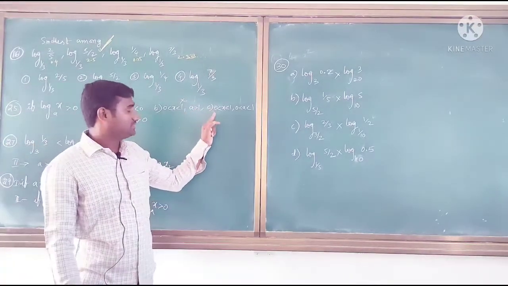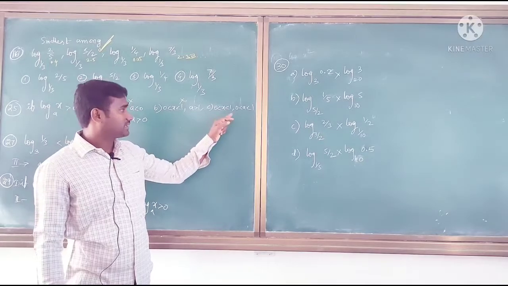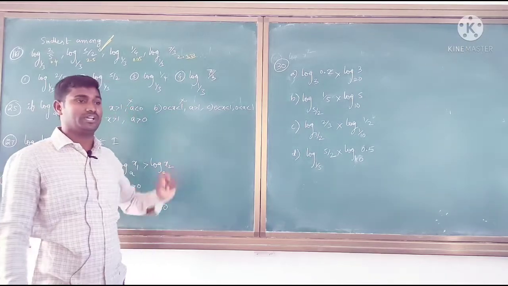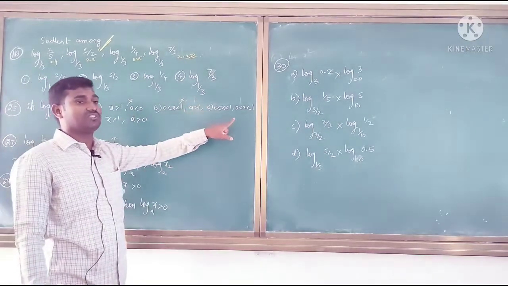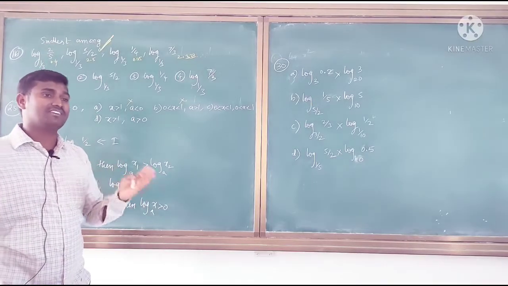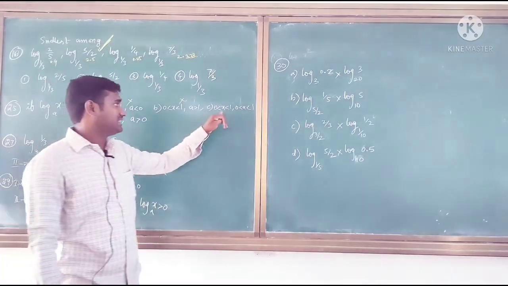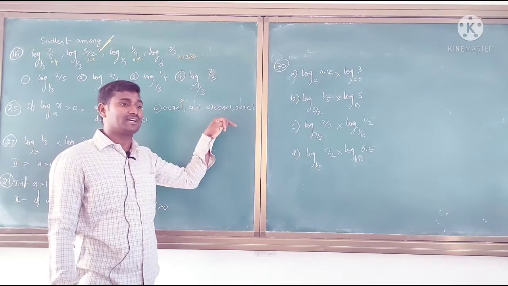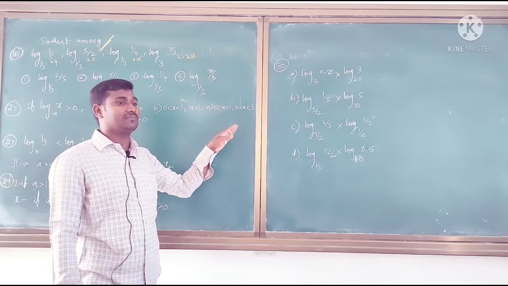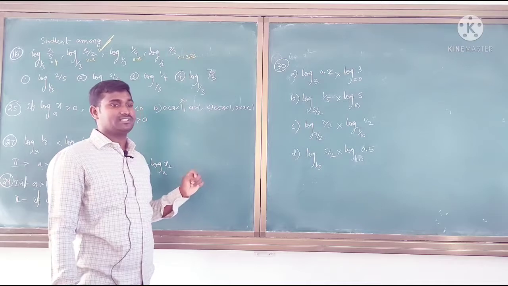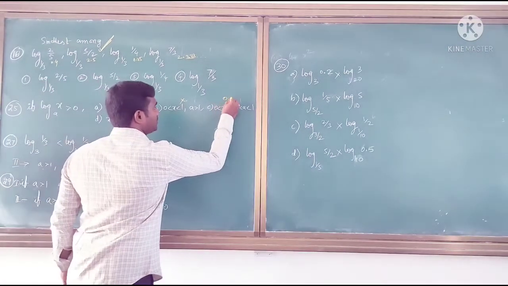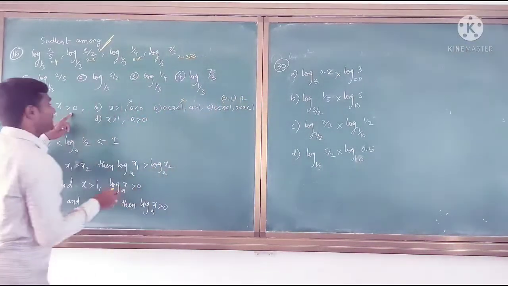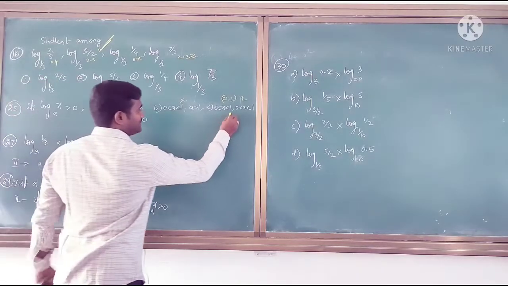Option C: 0 less than x less than 1, that means x lies between 0 and 1, and a lies between 0 and 1. If x is greater than a, the logarithmic value will be less than 1. If x is less than a, the logarithmic value will be greater than 1. Less than 1 means it lies between 0 and 1. Greater than 1 means it may be 1, 2, 3, 4, 5 like that. So it is greater than 0 only. So this is the correct option.